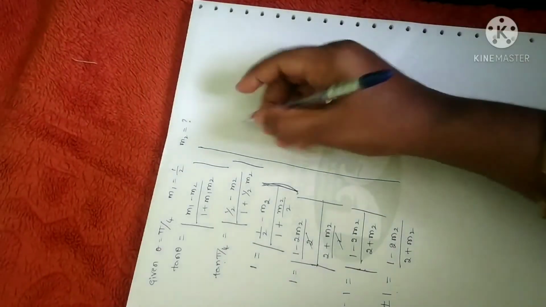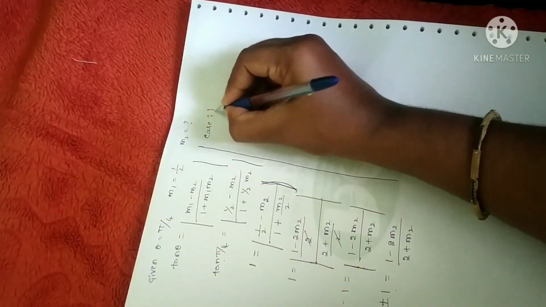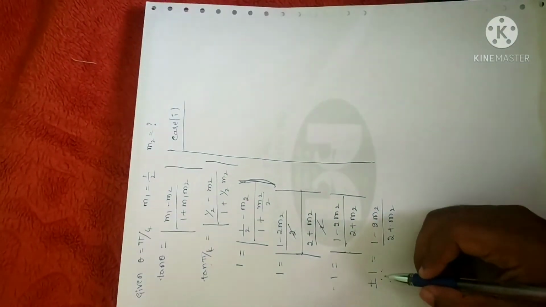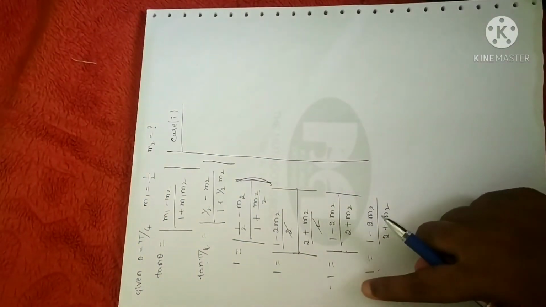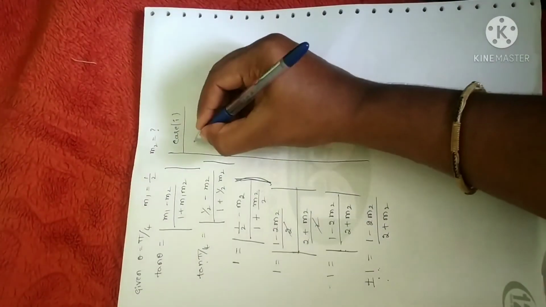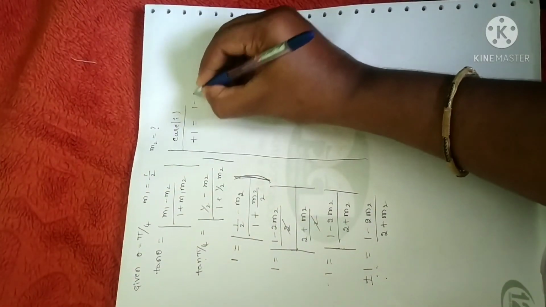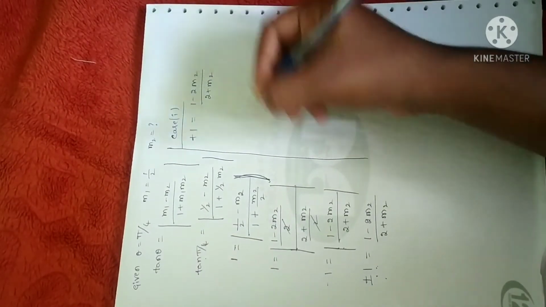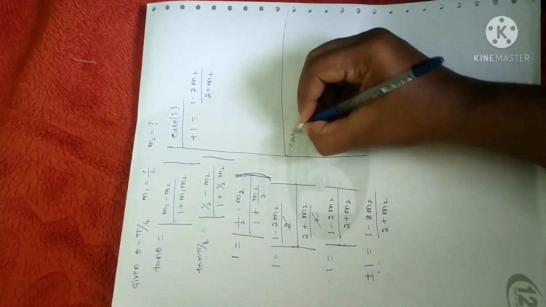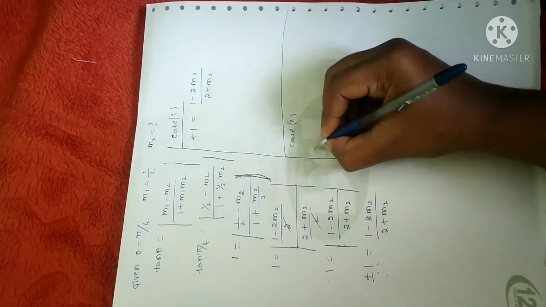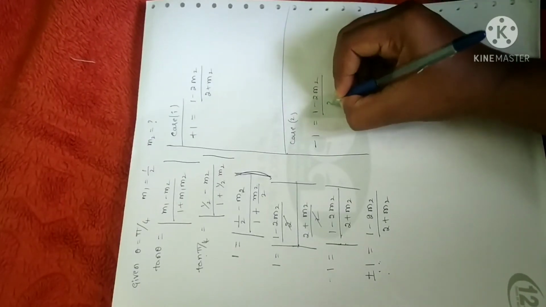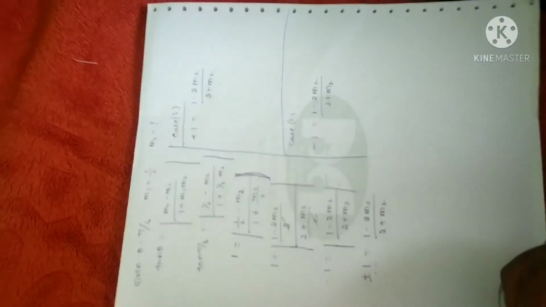Let me write here. Case 1: since you have plus or minus 1, it is two terms, so you have to do it for two cases. First I am going to take the positive sign: plus 1 is equal to 1 minus 2m2 divided by 2 plus m2. And case 2 is that, take the negative sign: minus 1 is equal to 1 minus 2m2 divided by 2 plus m2.